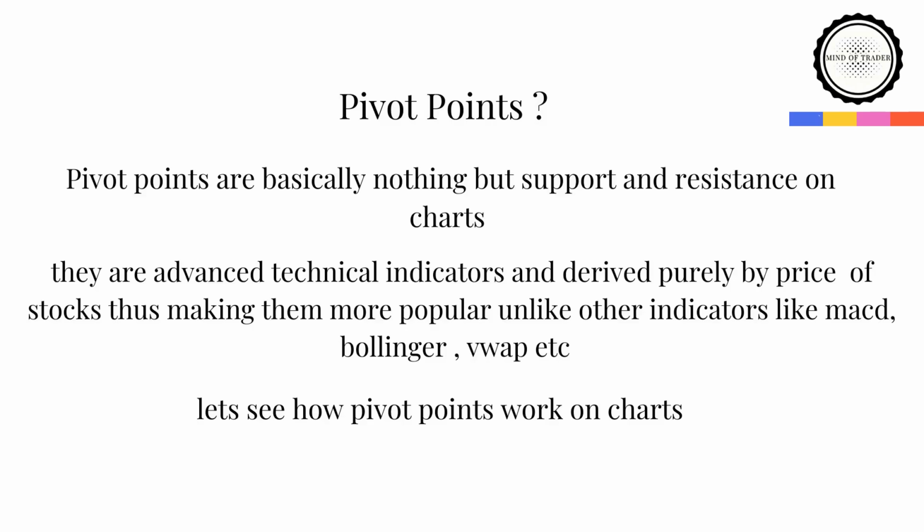See, I have already told you, all the sensitive lines, all the sensitive indicators which are showing the lines are nothing but support and resistance. In the same way, pivot points are basically nothing but support and resistance on the chart. They are also part of technical indicators and are derived purely from the price of the stock, thus making them more popular, unlike other indicators like Bollinger Bands, VWAP, MACD, etc. Let's see how pivot points work on charts.